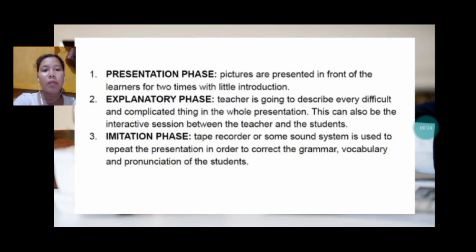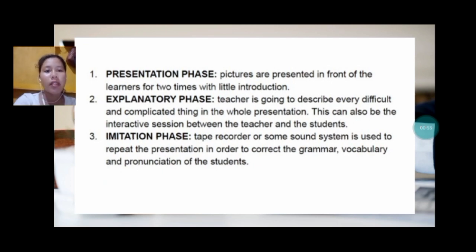First, the presentation phase. In the presentation phase, the pictures are presented in front of the learners two times or a little introduction. Second, explanatory phase. The explanatory phase, teachers are going to describe every difficult and complicated thing in the whole presentation. This can also be the interactive session between the teachers and the students.